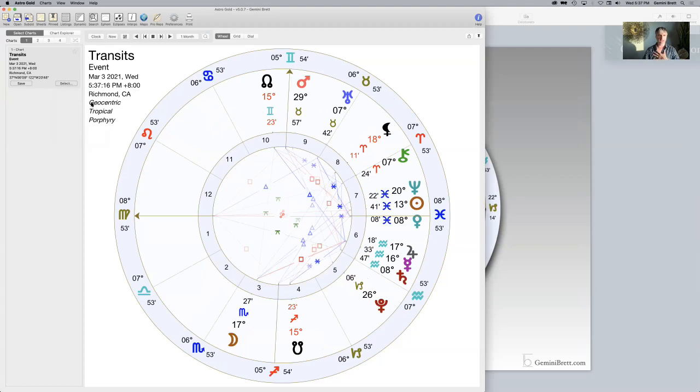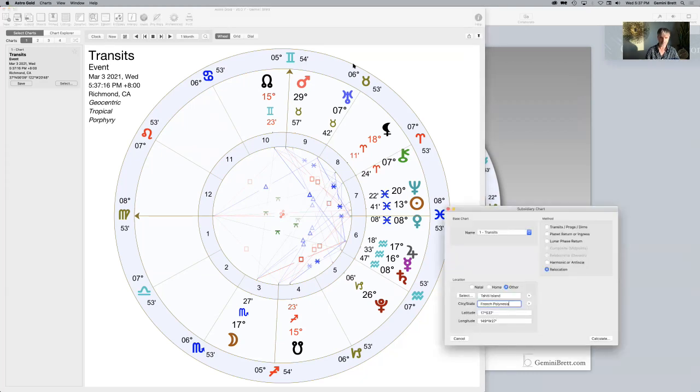So where I am in Richmond, California, nine Virgo is rising, and so Mercury is the steersman. But if I relocate this chart, remember, let's just look at a few of these things. Moon, 17 and a half Scorpio. Sun, 13:40 Pisces. Mars in the last minutes of Taurus, about to move into Gemini. Okay, that's enough. Let's relocate this to Cape Town.